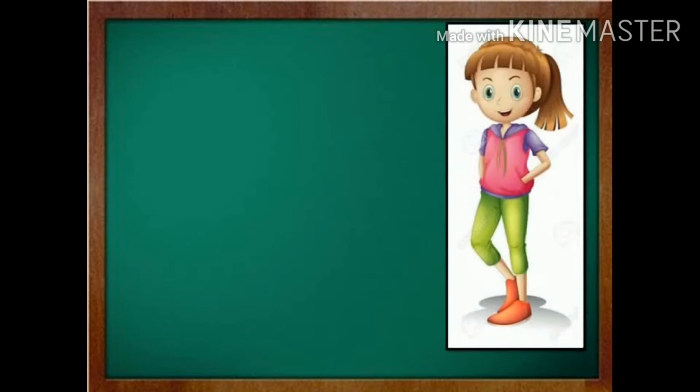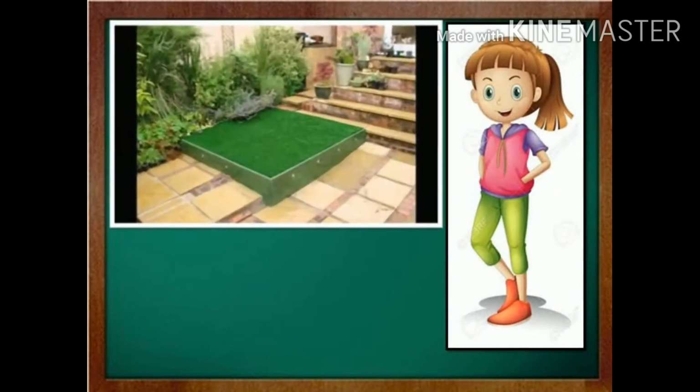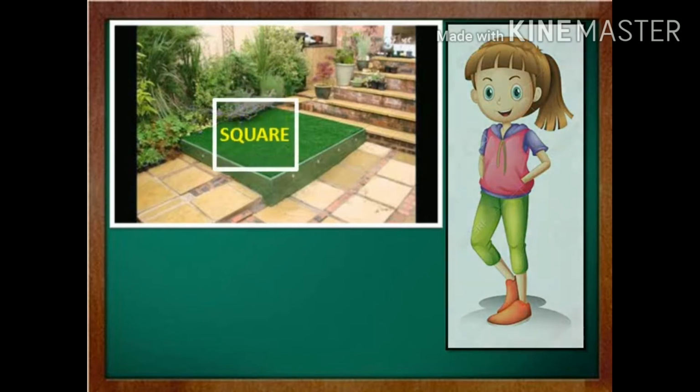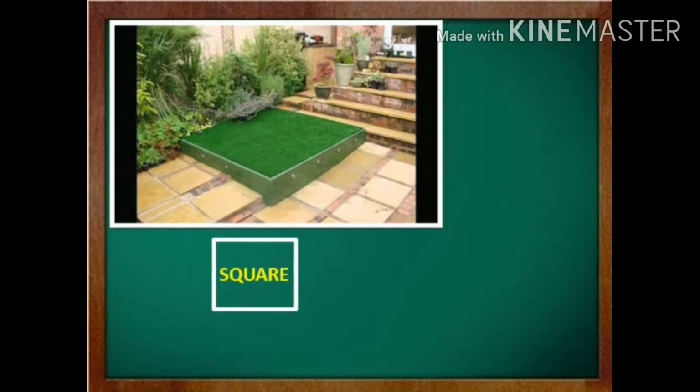This is Pia. She had a beautiful garden in the backyard of a house. The lawn in the garden was in the shape of a square. Let's recall the formula to find the area of a square.